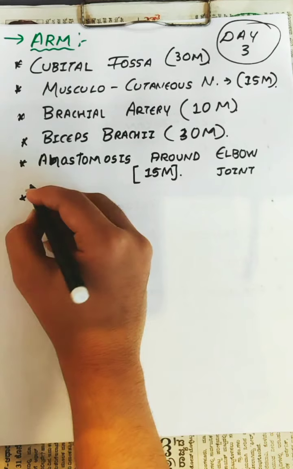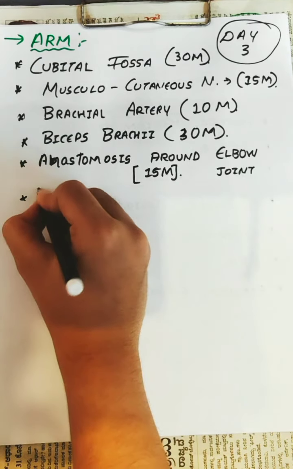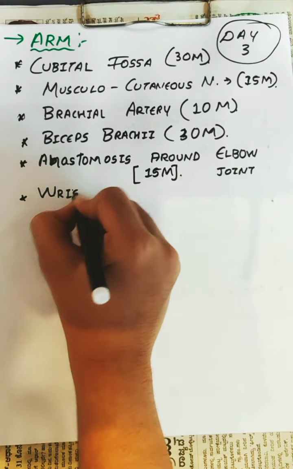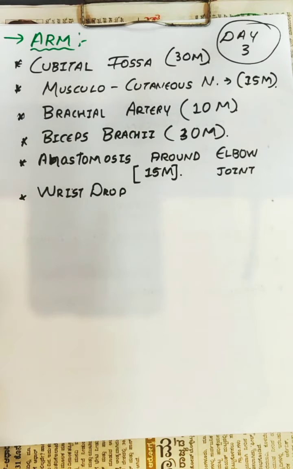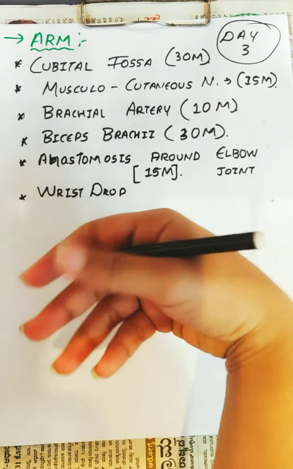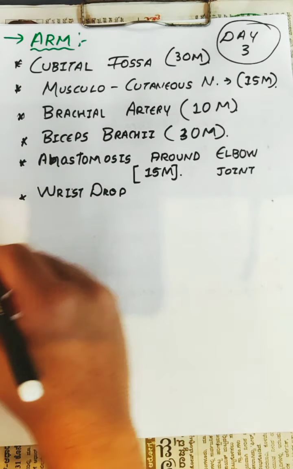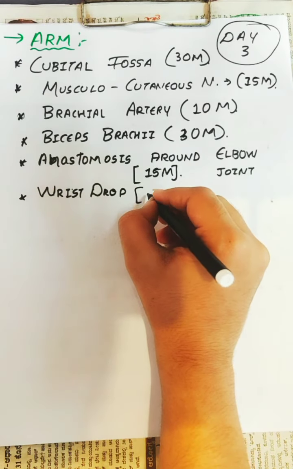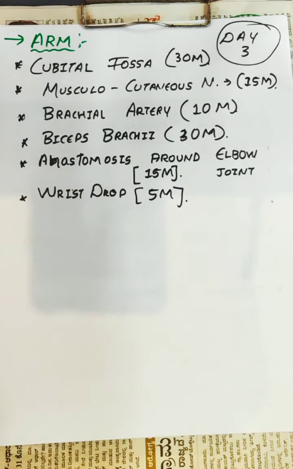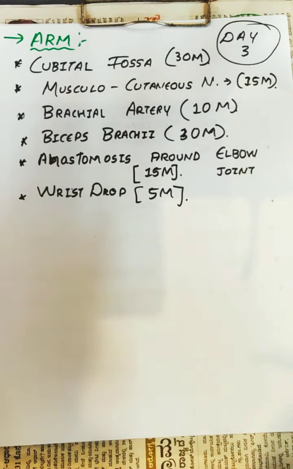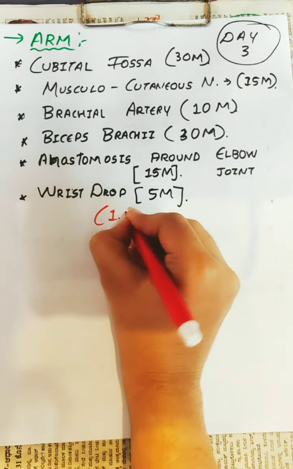The last topic from this is just a clinical aspect you have to know, the wrist drop, the Saturday night palsy. What happens when we hold our hand in the same position for a longer period of time? So study about the wrist drop. Take 5 minutes, that is more than enough. 5 to 10 minutes, not more than that. Try to complete this chapter within 1 hour 45 minutes.